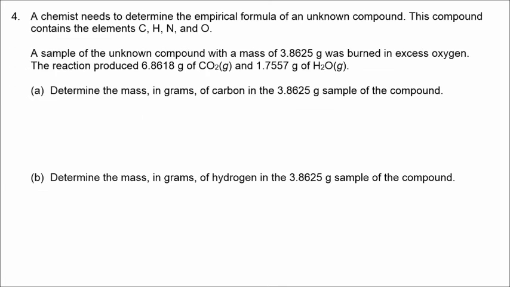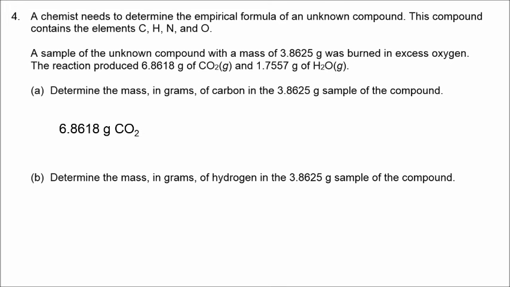In number 4, we're going to be given some combustion analysis data, and we have to determine the empirical formula. It contains carbon, hydrogen, nitrogen, and oxygen. If we can figure out how much carbon, hydrogen and nitrogen there are in this compound, then we can subtract those masses from the original mass of the compound to determine the amount of oxygen that's present. We'll start with the carbon.